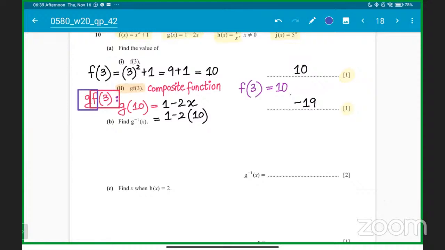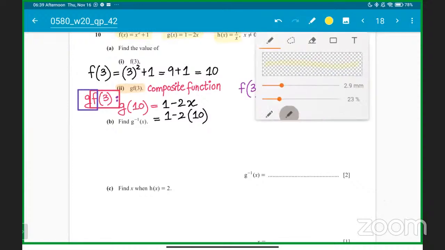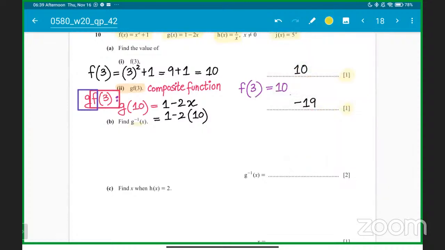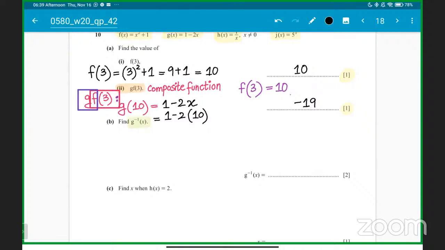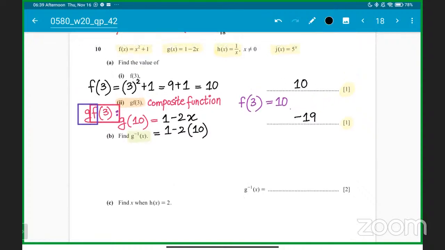So there are only 2 important things in this chapter: inverse function and composite function. Inverse function we are discussing next. We have to find the g inverse of x, student. Follow very carefully. We have to find the g inverse of x, okay, students? So how will you find the g inverse of x? Follow the steps for 2 marks, although the video was shared with you.